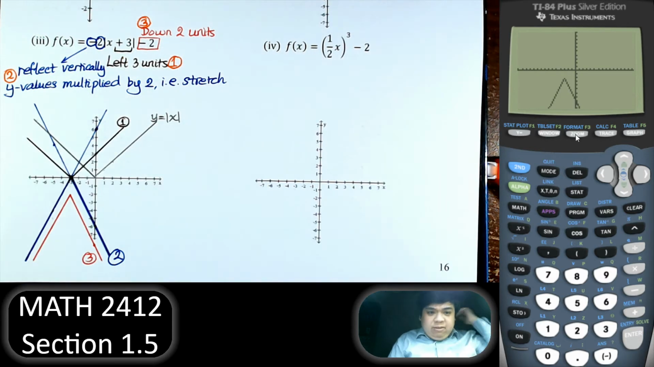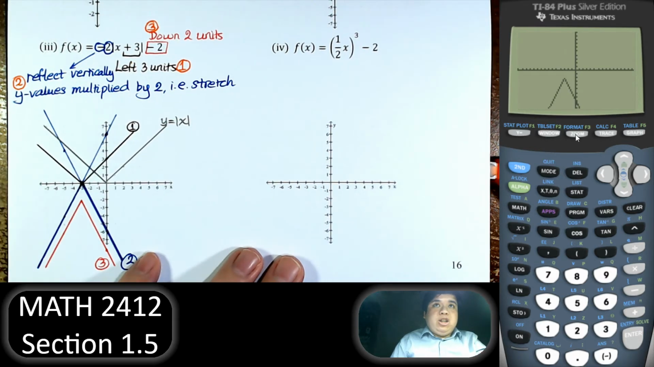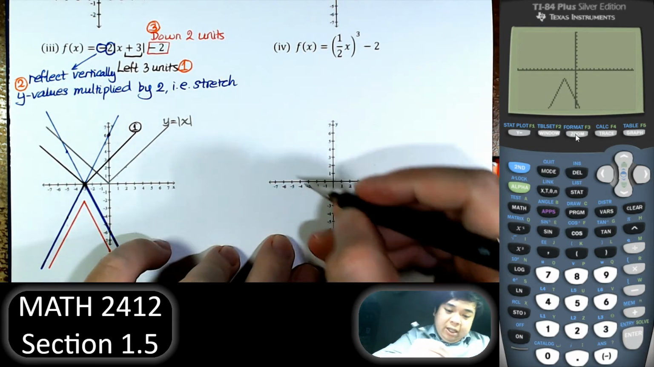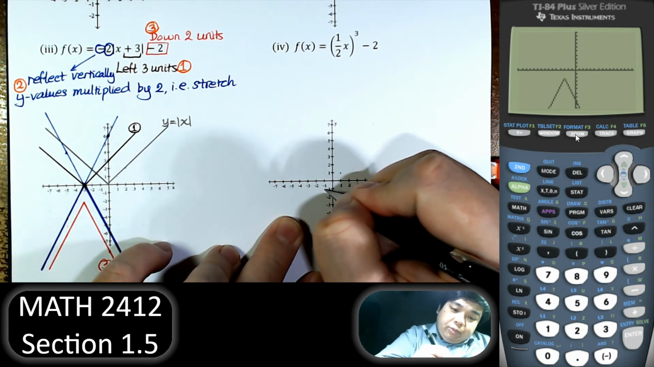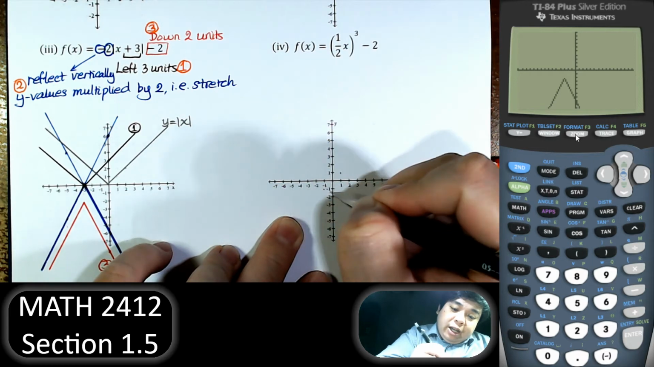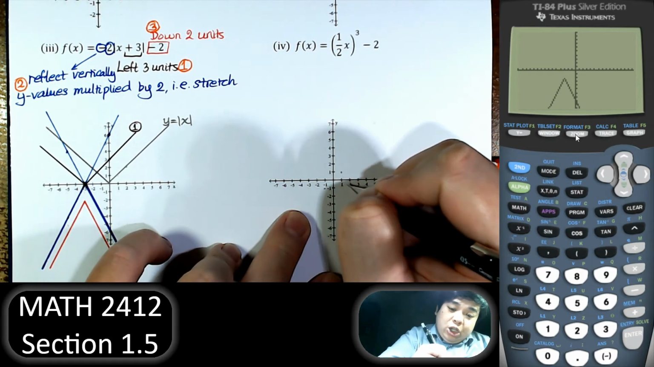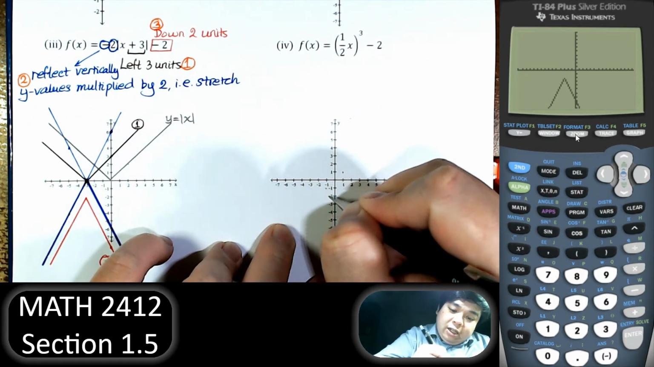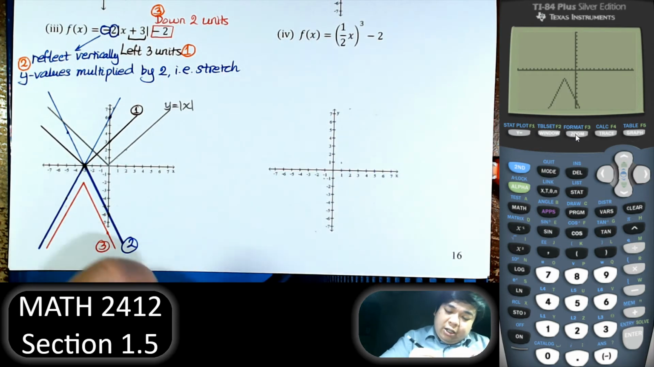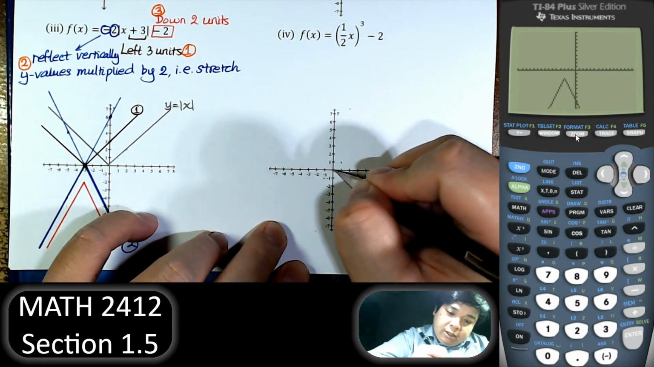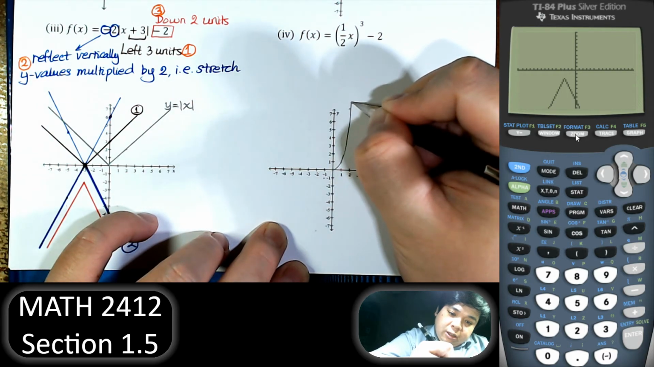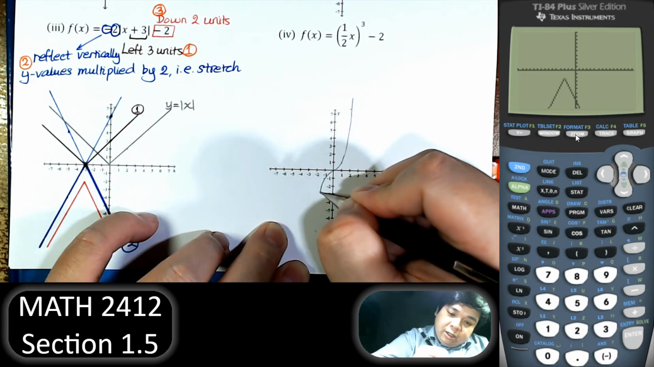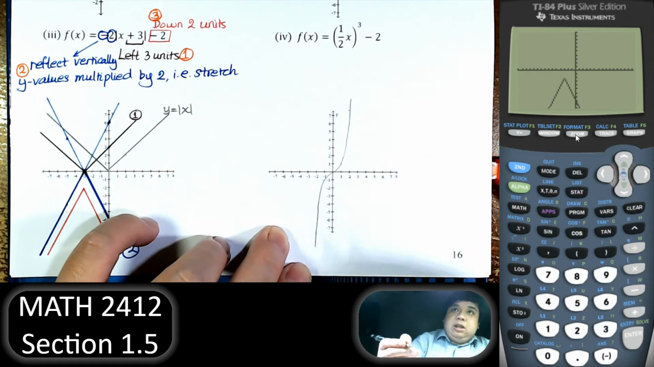Next we have 1/2 x cubed minus 2. So the x cubed, we haven't done it yet. So 1 cubed is 1, -1 cubed is -1, 2 cubed is 8, -2 cubed is -8. So this will look like that. That is the x cubed.